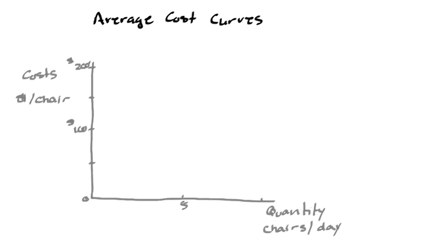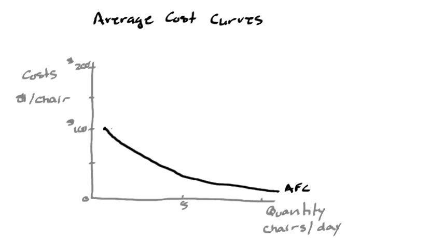To graph the average cost curve, we'll create a chart. On the vertical axis, it'll be costs, and the costs now are dollars per chair. And on the horizontal axis will be quantity still, and it's chairs per day. Now, if we're going to draw a line for our average fixed cost, it would start at 100 and then drop quickly. And then the more chairs we produce, the closer it gets to the horizontal axis. So this is our average fixed cost.